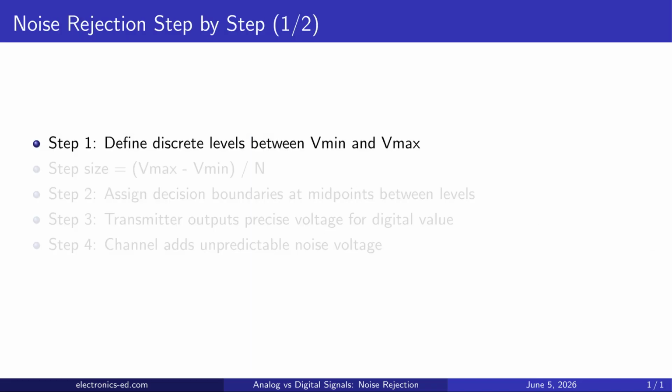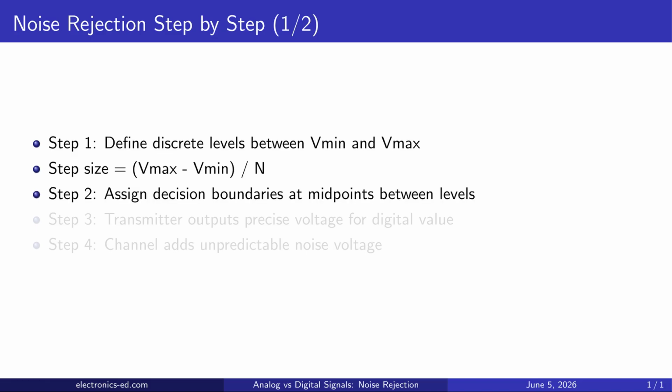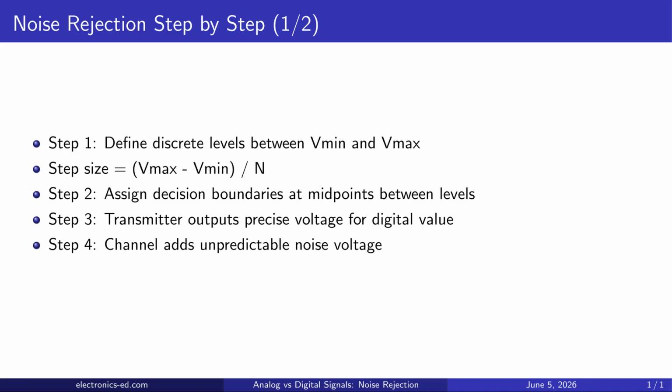Step 1. Define a set of discrete voltage levels between your minimum and maximum voltage. Step size equals the voltage range divided by the number of levels. Step 2. Assign decision boundaries at the midpoints between adjacent levels. Step 3. The transmitter outputs a precise voltage corresponding to the digital value it wants to send. Step 4. The communication channel adds unpredictable noise voltage to the signal.